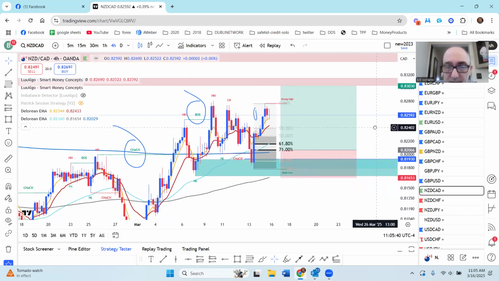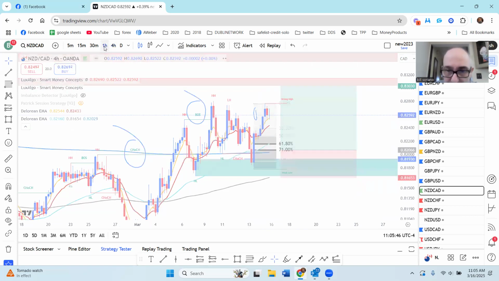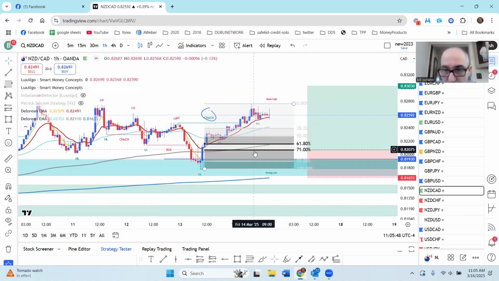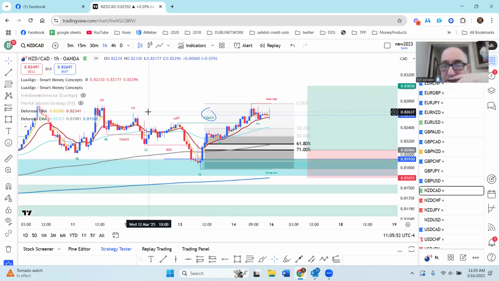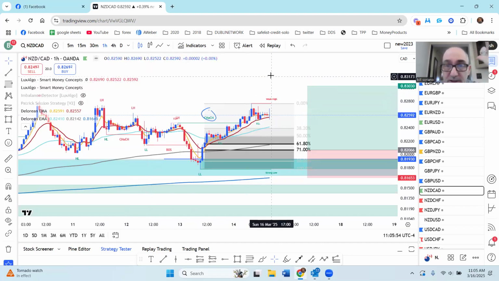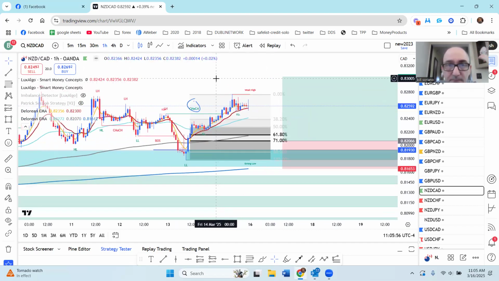Okay. And we can see all that on the 4 hour. And then we can drop it back down to the 1 hour if we want to. But that's what it is. So that's the entry strategy.